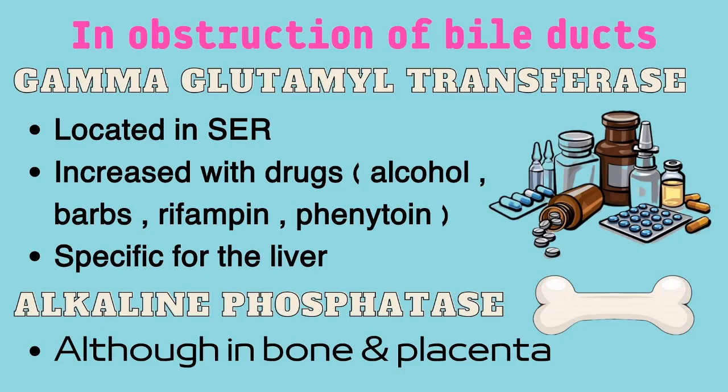Now, there's a problem. Alkaline phosphatase is in other things besides the liver. It's in bone with osteoblastic activity. It's in placenta. It's in a lot of other things. So how do you know whether it's due to bile duct obstruction versus something else? Simple. Gamma-glutamyl transferase is only located in the liver. So if alkaline phosphatase is elevated and gamma-glutamyl transferase is normal, the alkaline phosphatase is not of liver origin. It's somewhere else. If gamma-glutamyl transferase is elevated along with it, that means it is bile duct obstruction.